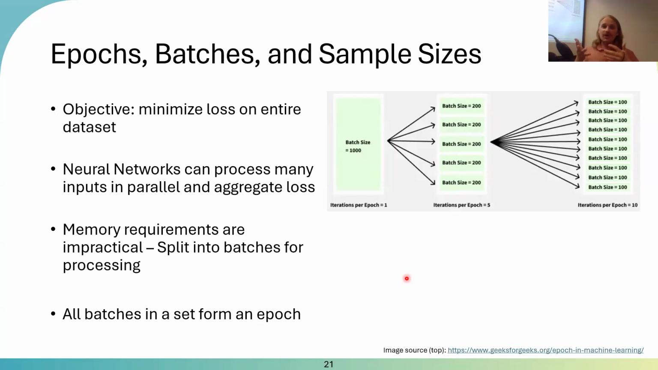Now, something very helpful about neural networks is that they can process many inputs in parallel. So it has a lot of flexibility there, because so many of these things are not dependent on knowing everything all at once. You can process a whole bunch of different samples and then find the loss at the end for all of them in aggregate, and then compute that gradient after that.